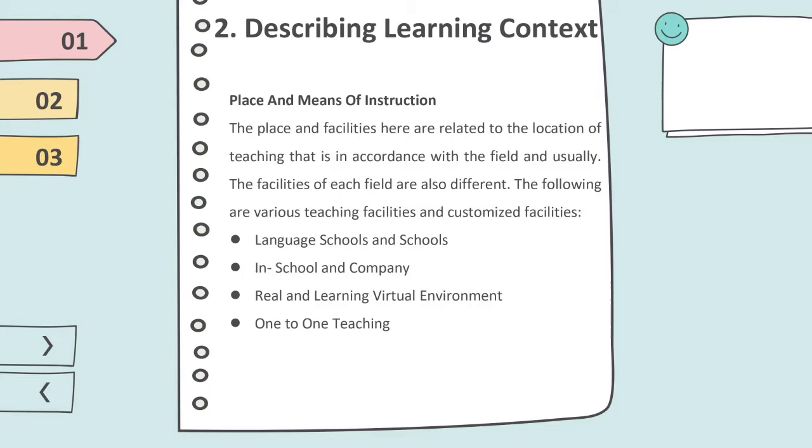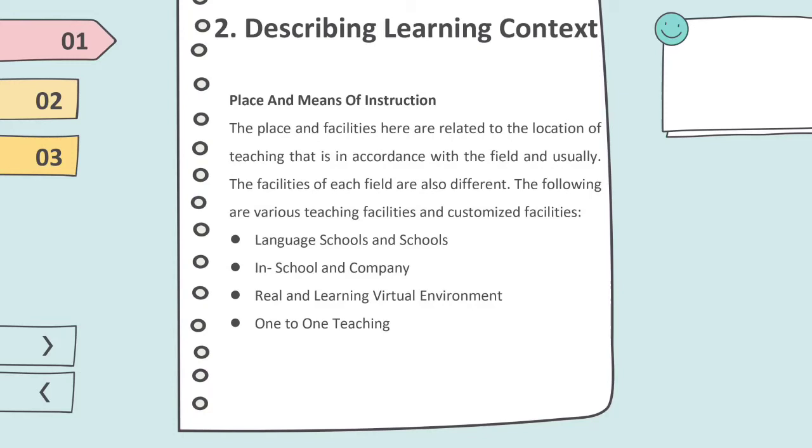The following are various teaching facilities and customized facilities. The first is language school and school. Language school and school have the advantage of well-equipped rooms and the latest classroom equipment and information technology. In school and company, some companies also offer language classes and expect the teacher to go to the office or factory to teach.